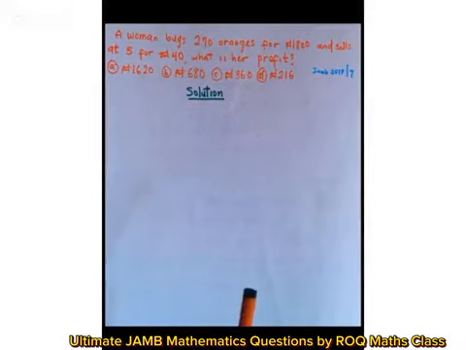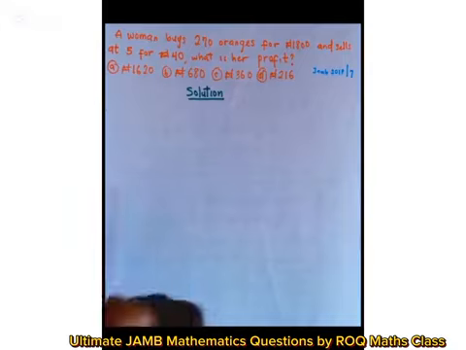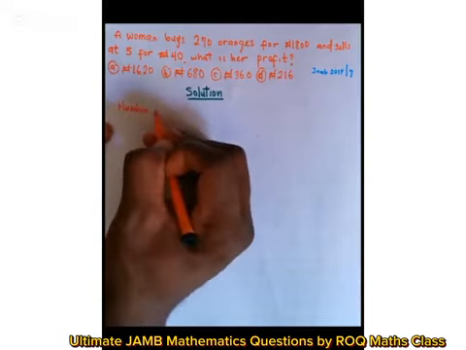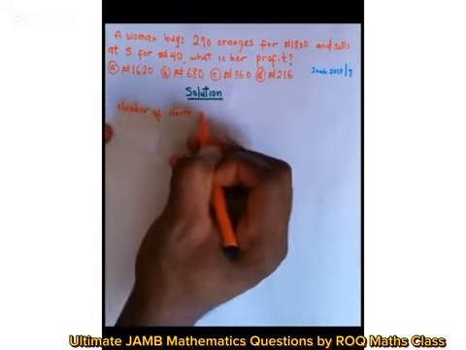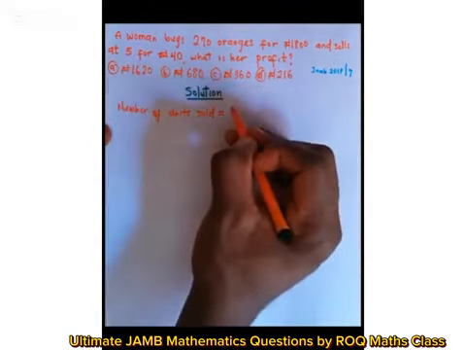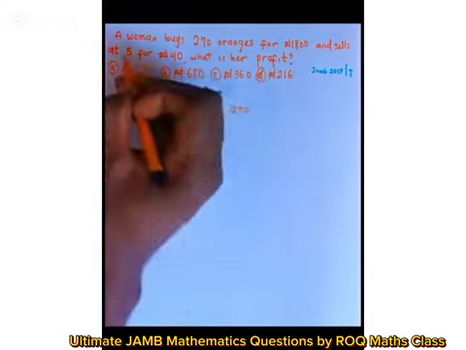Back to our math class. A woman buys 270 oranges for 1,800 naira and sells at 5 for 40 naira. What is our profit? And we are given this following option. First of all, we have to know the number of units sold. And before you can get this, same thing as how many oranges do we have? 270 oranges. Then divide by what? 5.